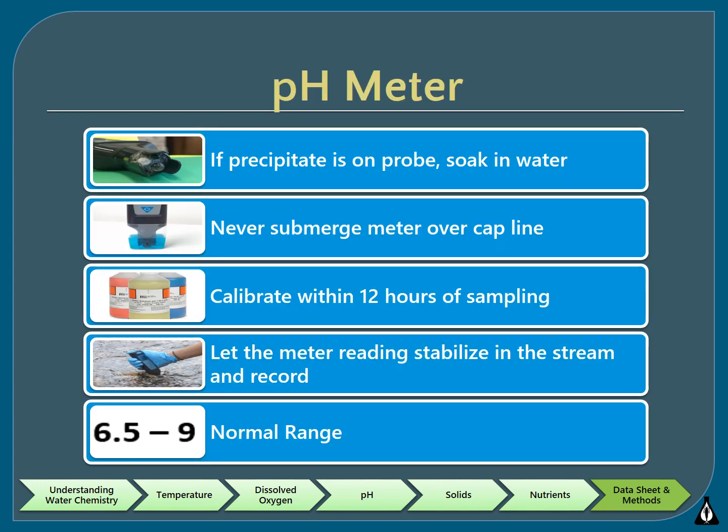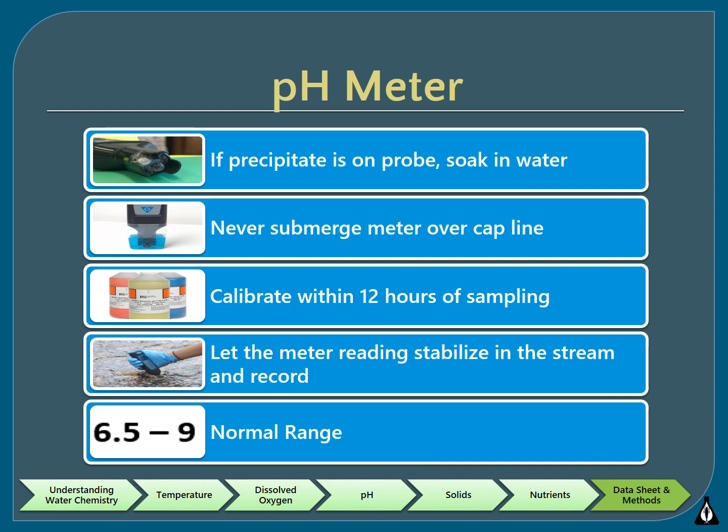Some things to note about the pH meter: sometimes there can be a precipitate that sort of crystallizes and grows at the end of the probe. It's pretty harmless. You can just soak it in water for a few minutes and then the crystal should just dissolve in the water and you can dump it down the drain.